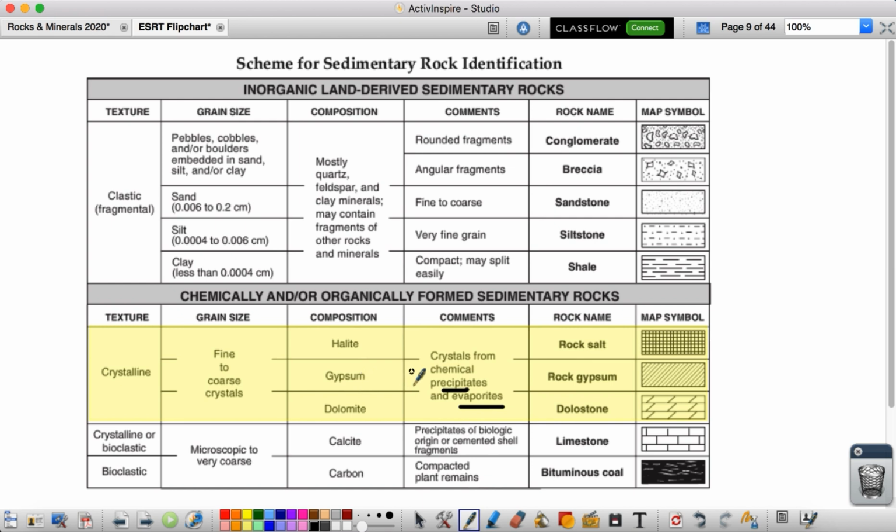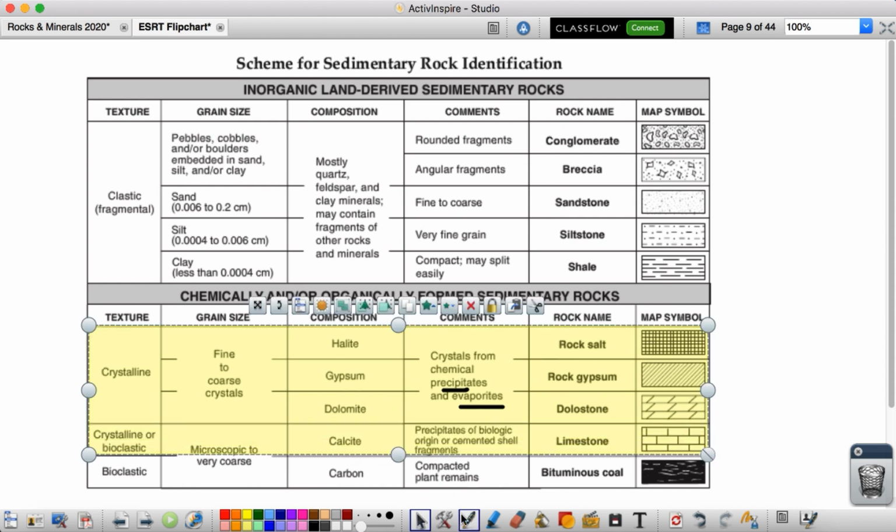If the mineral that precipitated out of the solution was gypsum, it forms rock gypsum. And if the mineral that precipitated out of the seawater was dolomite, it produces a rock called dolostone. And there is one more.